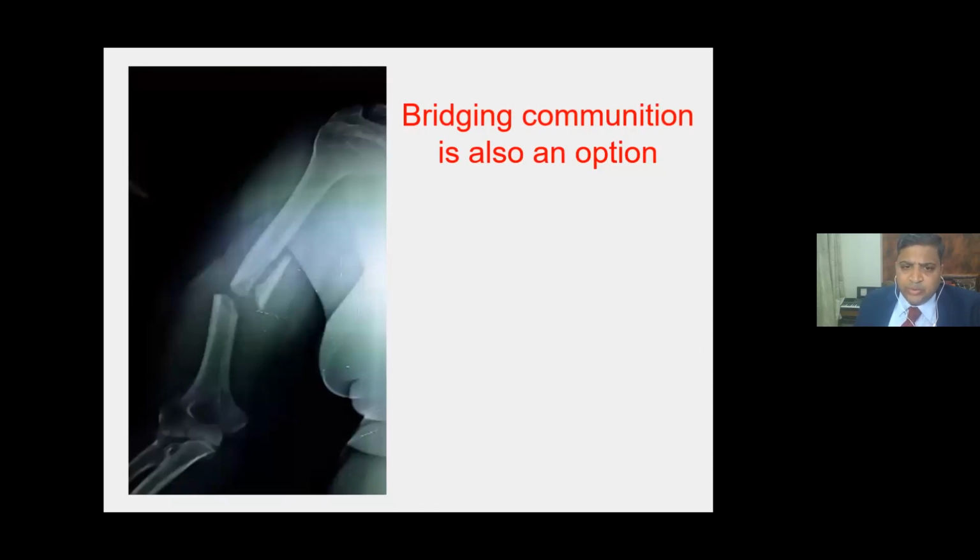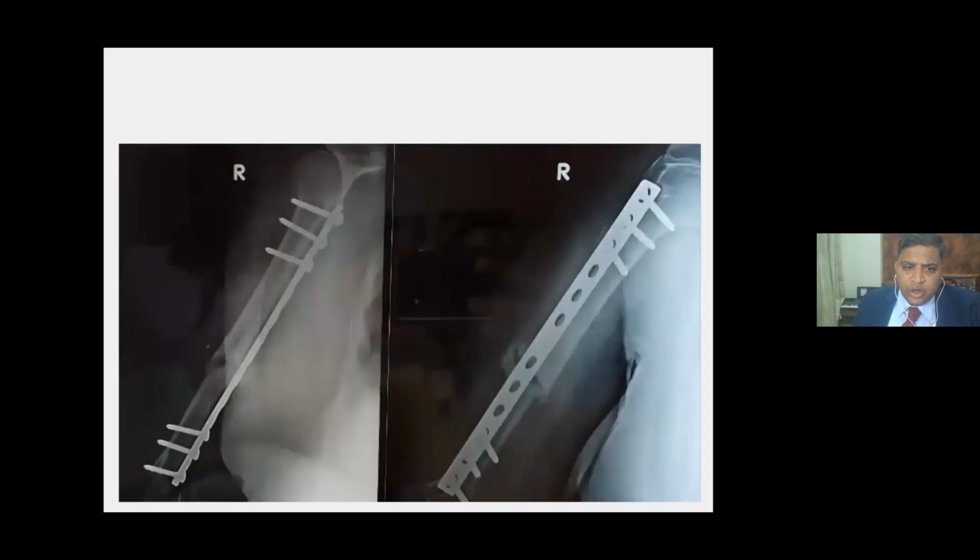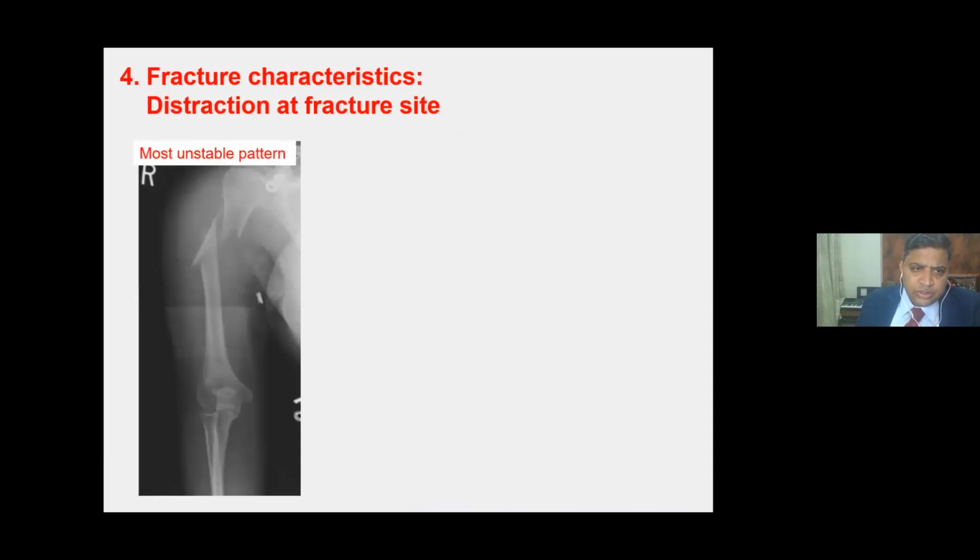And another way to fix such kind of fractures with combination in the mid shaft would be either to bridge it with a nail, or again nowadays a bridging plate anteriorly, again indirect reduction, a good apposition of these fragments, good healing can be seen. This is another option which certainly should be thought of in such kind of case scenarios.